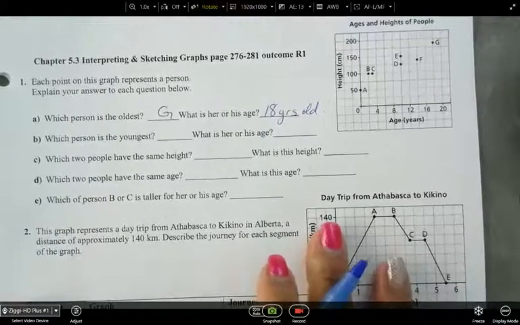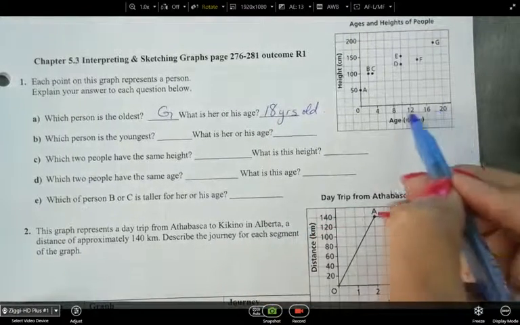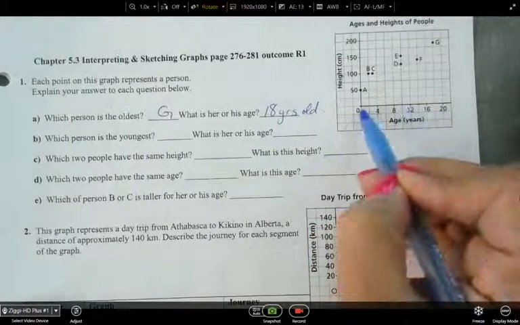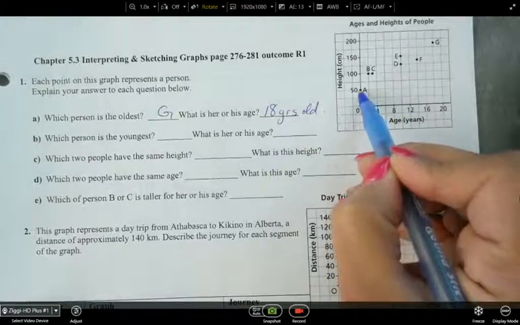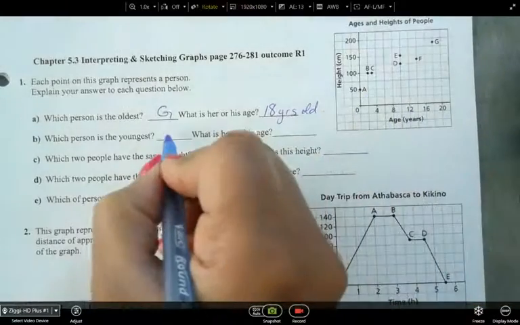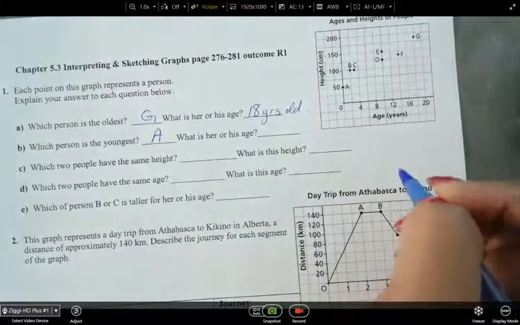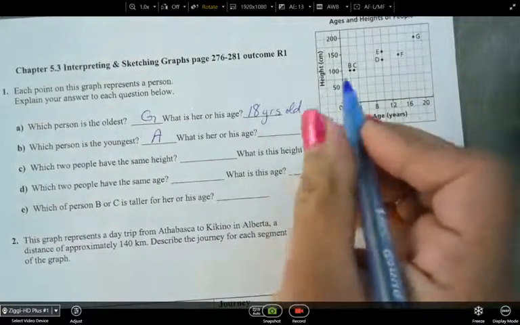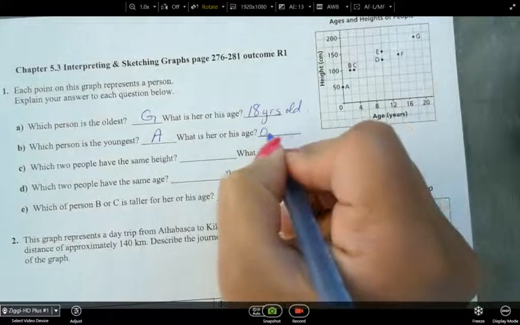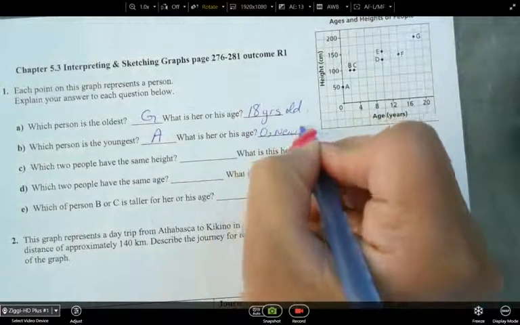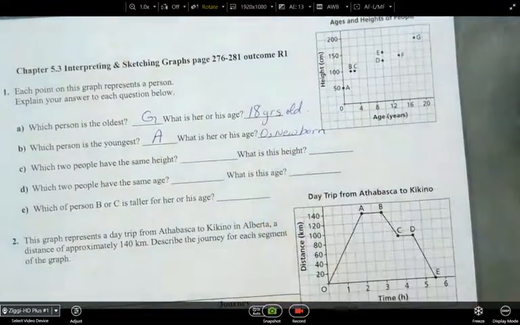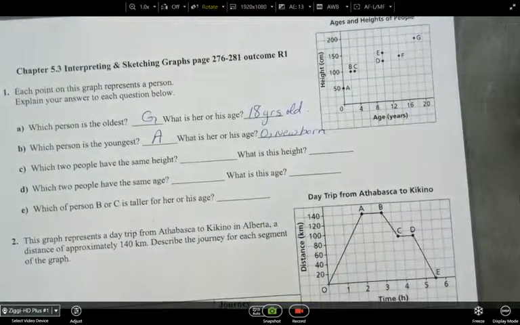All right, so which person is the youngest? So you're looking along here, the one that's closest to the 0. What do you think about person A? Who could they be? A baby, a newborn. So they're 0, so they could be a newborn, right? A newborn baby.